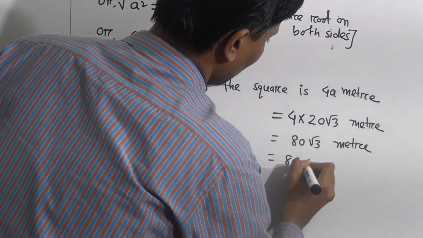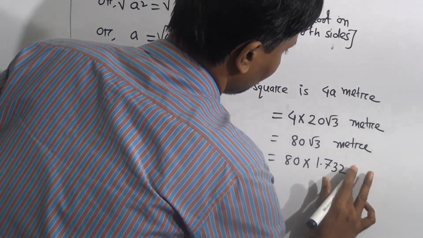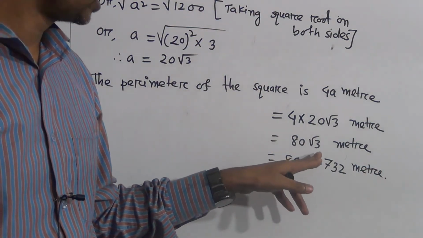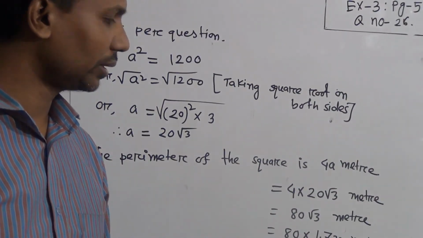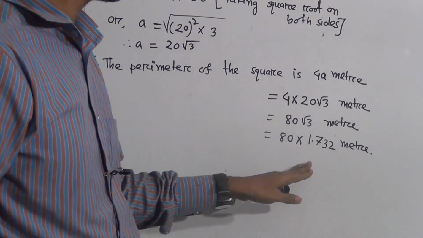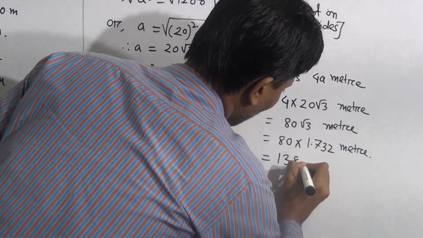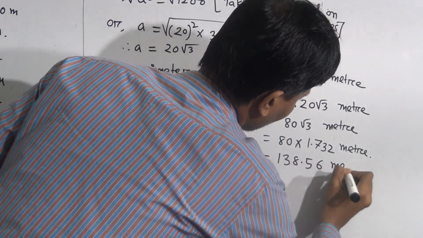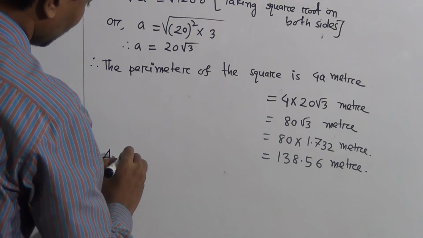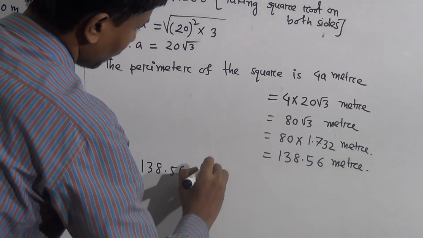Yes, student, root 3 means 1.732. If you take the square root of 3, then you get 1.732. Okay. If you multiply 80 into 1.732, then we get 138.56 meter. Okay, you write the answer: 138.56 meter.